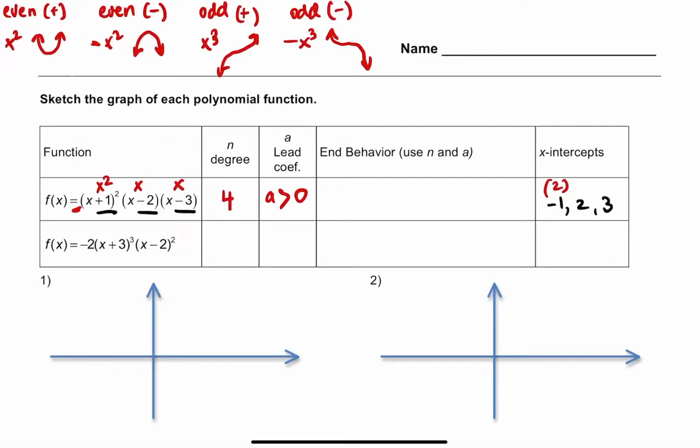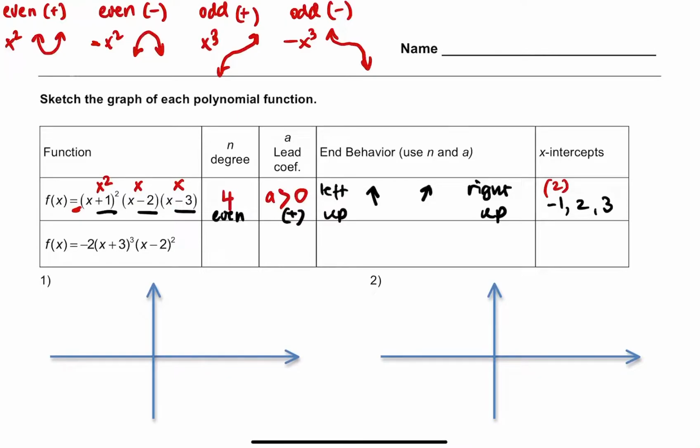So in our case right here, we have an even and positive, which means the ends of it are going to look like x². So on the left side, it's going to go up, and on the right side, it will go up. Okay, so the graph would look like this, except we don't know what this middle part looks like because that will be determined by what happens with our x-intercepts.